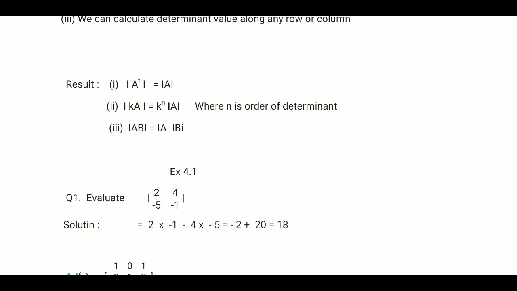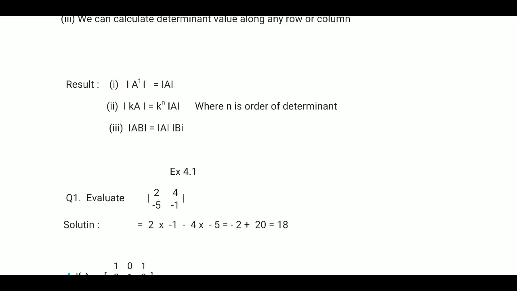The second result is, if we multiply a matrix by a constant k and then obtain the determinant value, it means the determinant of kA is equal to k power n determinant A, where n is the order of that determinant. So it becomes determinant kA is equal to k power n into determinant A.